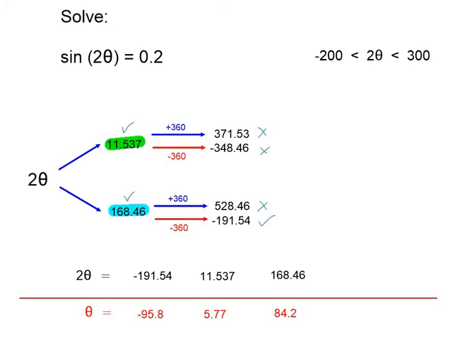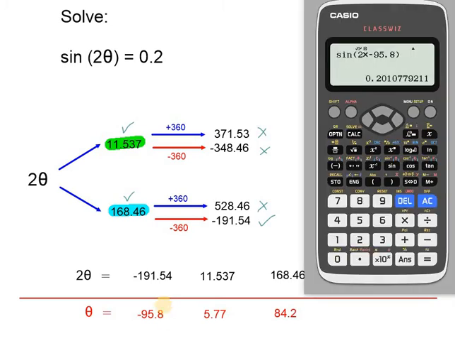We can check these using the calculator. So using this angle, substitute in here, so sine of 2 times minus 95.8 gives me a ratio that's very close to 0.2. It's not exactly 0.2 because of rounding errors.